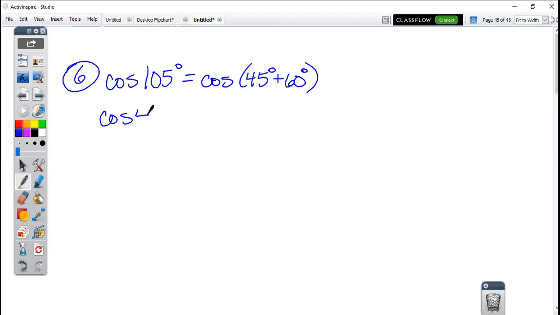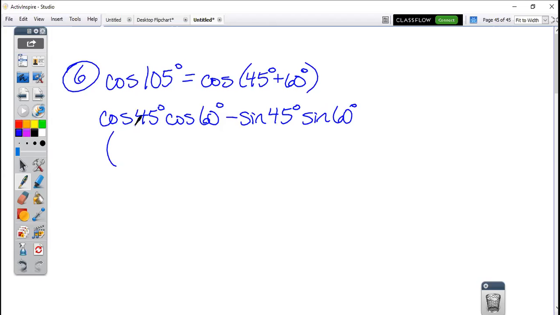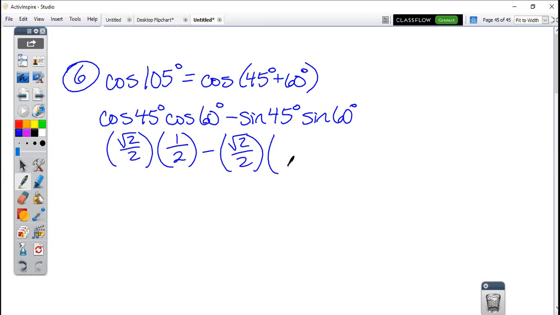So that'll be cosine of 45 degrees, cosine of 60 degrees, minus the sine of 45 degrees, and the sine of 60 degrees. And so that's going to be, if you look at your chart, square root of 2 over 2. That's 1 over 2, right? Minus 45, again, square root of 2 over 2. And the sine of 60 is square root of 3 over 2. So you should get square root of 2 minus the square root of 6 over 4.